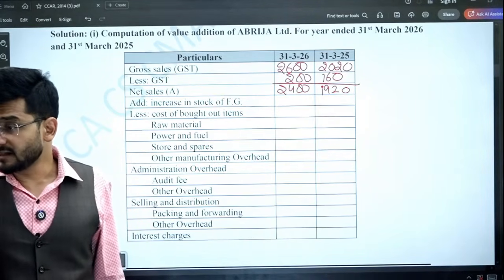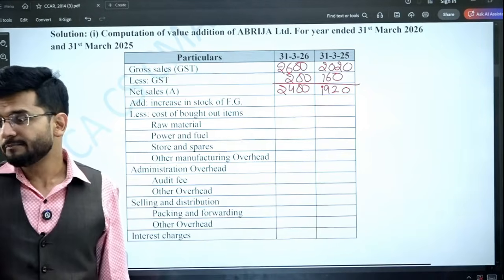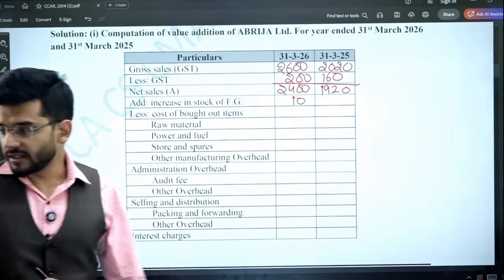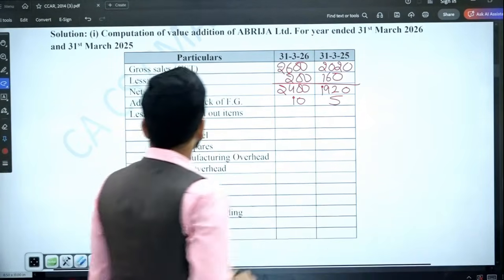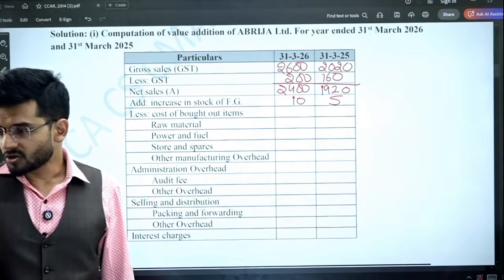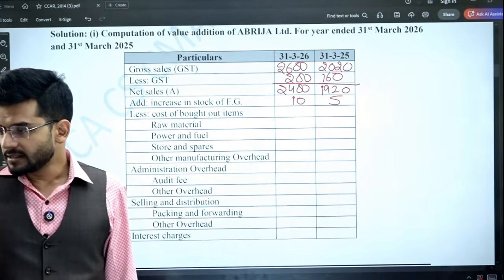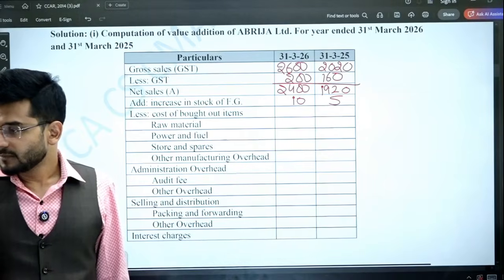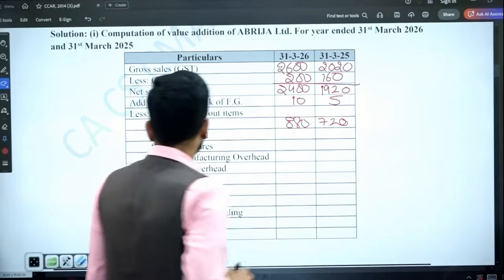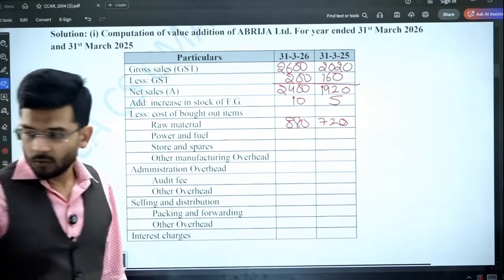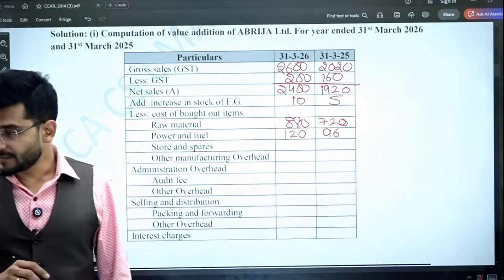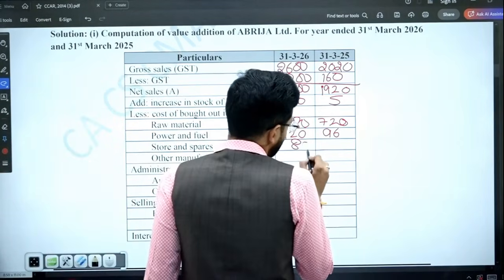Okay, sir. Next, increase in value of finished stock. Yes, this will be added, because this is contributed by the employees. 10 and 5. Now we're going to reduce the cost of bought out items. Number one is raw material, 880, 720. Power and fuel, 120, 96. Stores and spares, 80, 70.